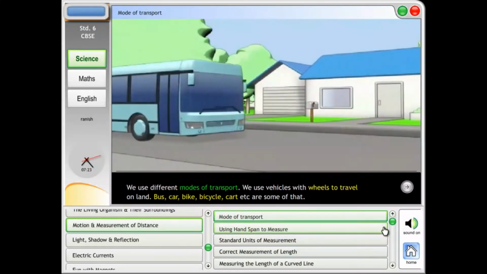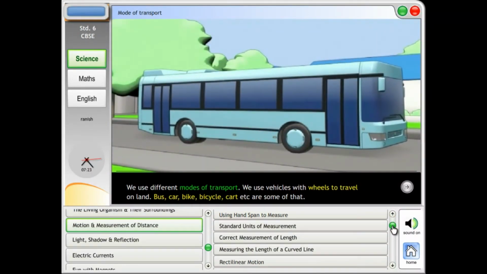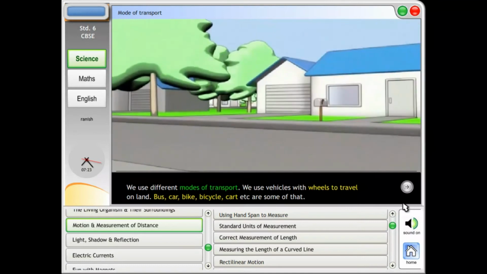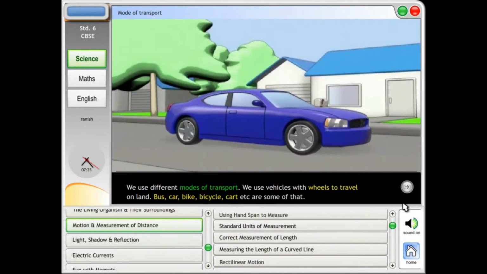Mode of transport. We use different modes of transport. We use vehicles with wheels to travel on land. Bus, car, bike, bicycle, cart, etc. are some of them.